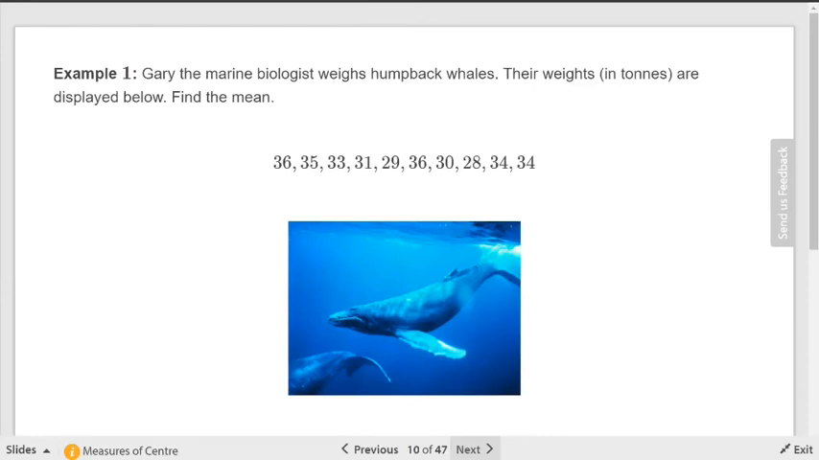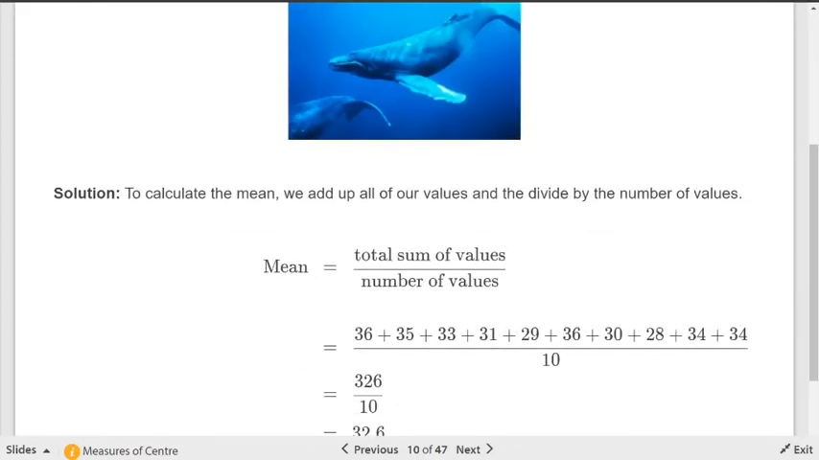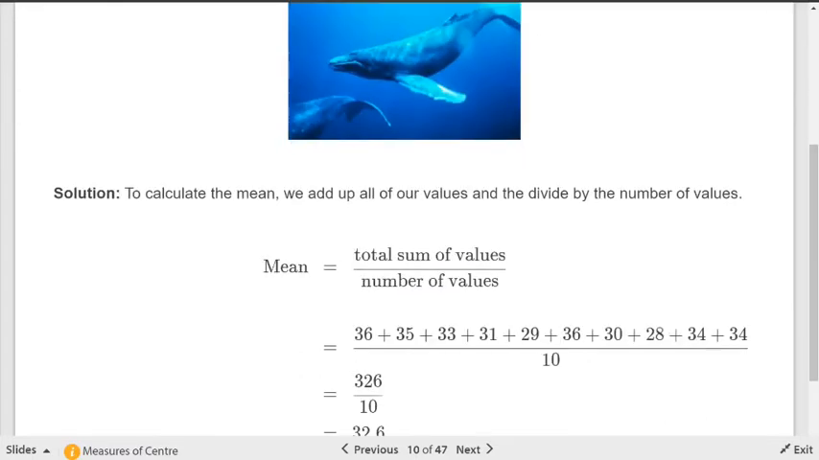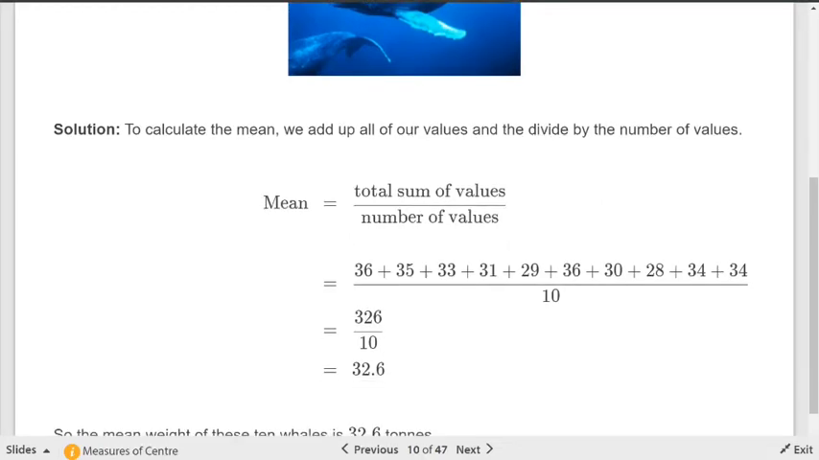Okay, so here's an example. Gary, the marine biologist, weighs humpbacked whales. The weights in tons are given below. Find the mean. What is the formula for finding the mean? Total sum of values. Add them all up and then divide by what? The number you have. So they added them all up and got 326. There were 10 numbers, which gives you 32.6 as the mean.